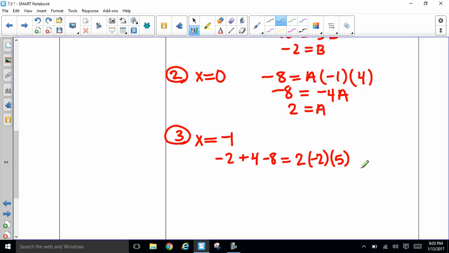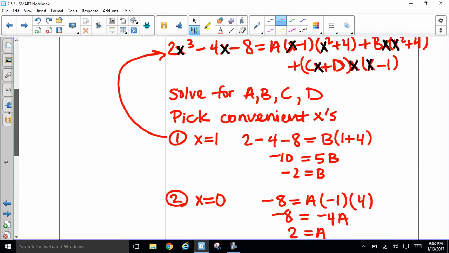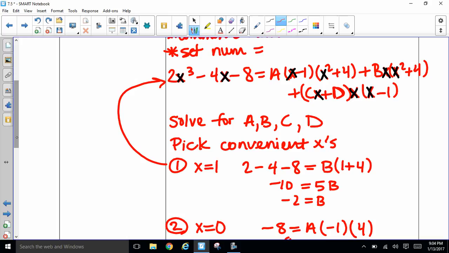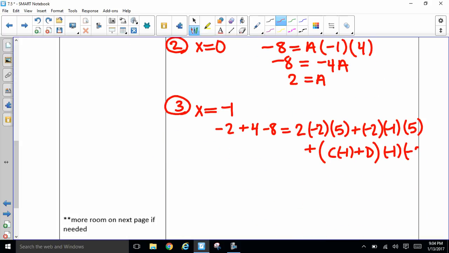Then I also already found B, so plus a -2 for B, the -1 that I'm picking for x, and then 5 from that quadratic factor, plus parentheses cx, so c times -1, plus d, because I don't know what that is either, times the -1 I picked for x, times x minus 1. Okay, so -1 minus 1, so -2.